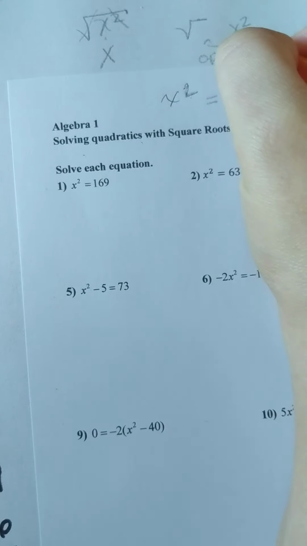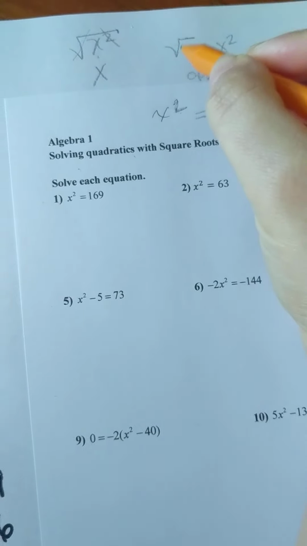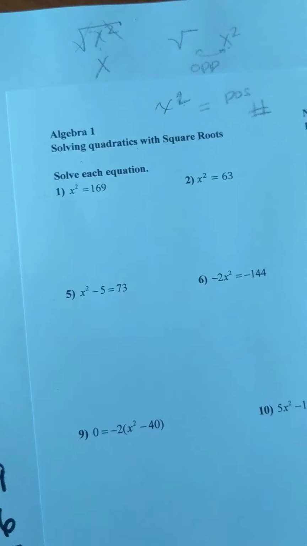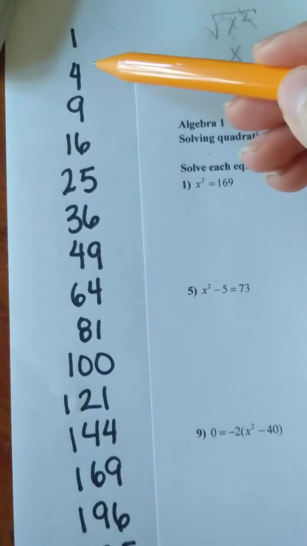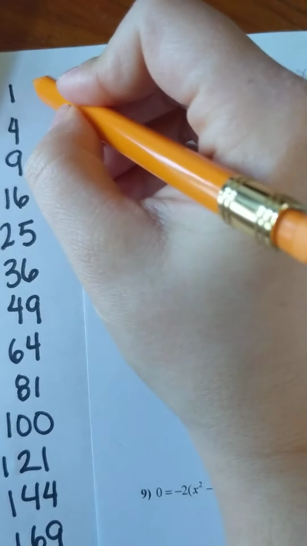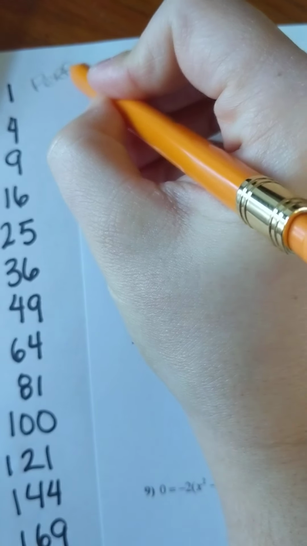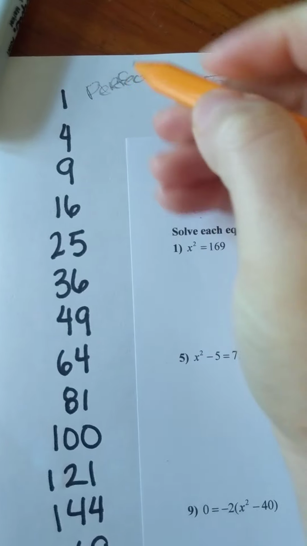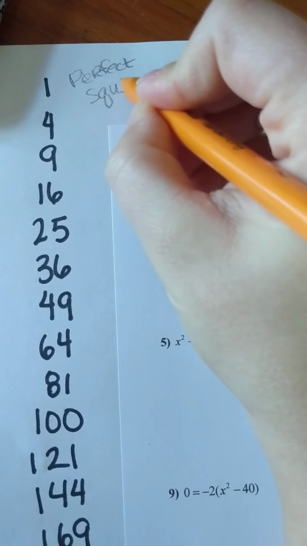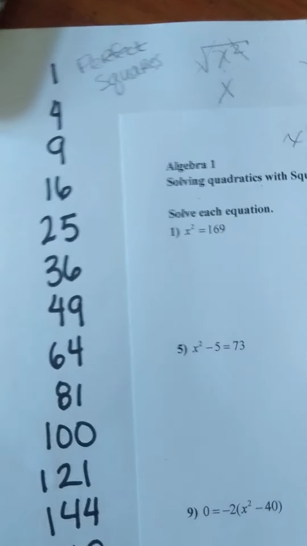So whenever you see an x squared by itself, you can take the square root of it to undo that operation. Okay, and remember, these are your perfect squares. This is a list of your perfect squares. And we like perfect squares because that means I can simplify them if they're underneath the radical sign. These perfect squares. Okay, so let's try one together.